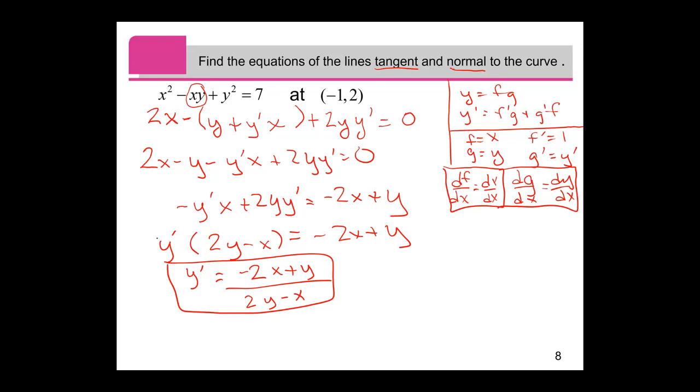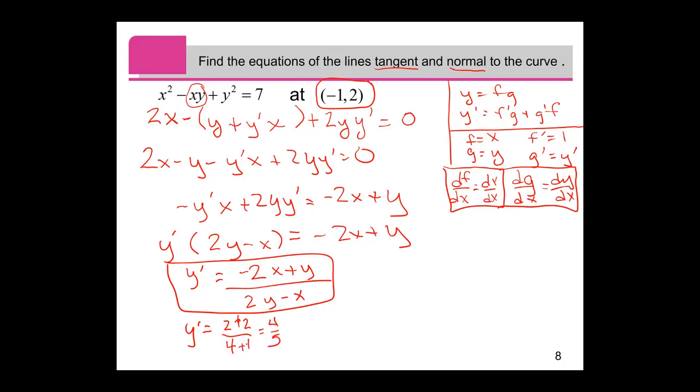If that's the slope of the tangent, then we'll take the negative reciprocal of that to get the normal. Well, first let's plug in our numbers. That's easier. It's a pretty rough slope. Okay, so what does it equal? It would be 2 plus 2 over 4 minus, well, it'd be plus 1, right? Exactly. So we have 4/5, right?